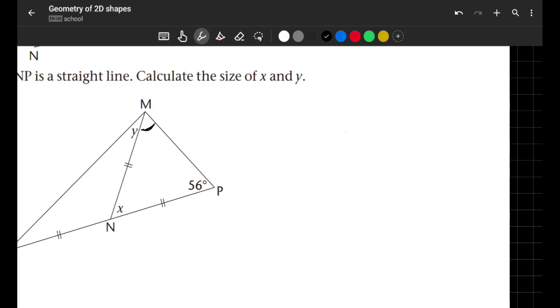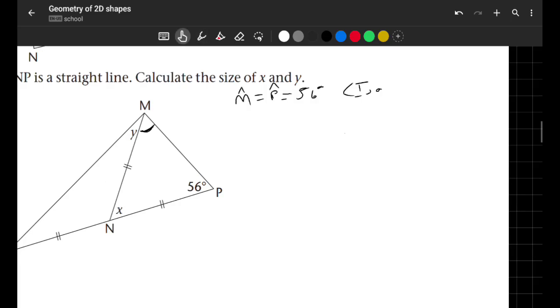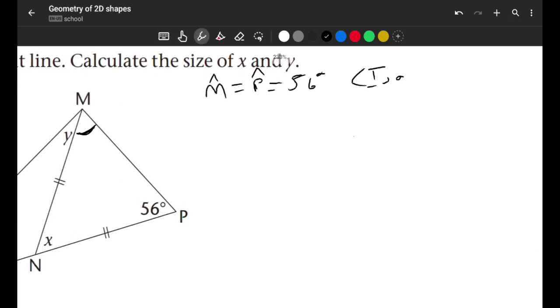How do I do that? I am going to say that angle M is equal to angle P, which is equal to 56 degrees. And the reason for that is isosceles triangle. And which two lines are equal? MN and NP. NM is equal to NP. And they've given that to us.